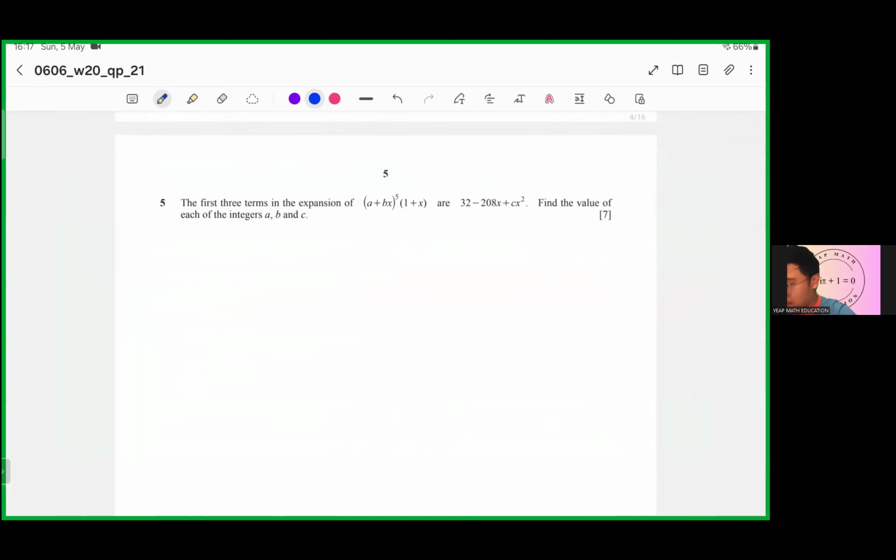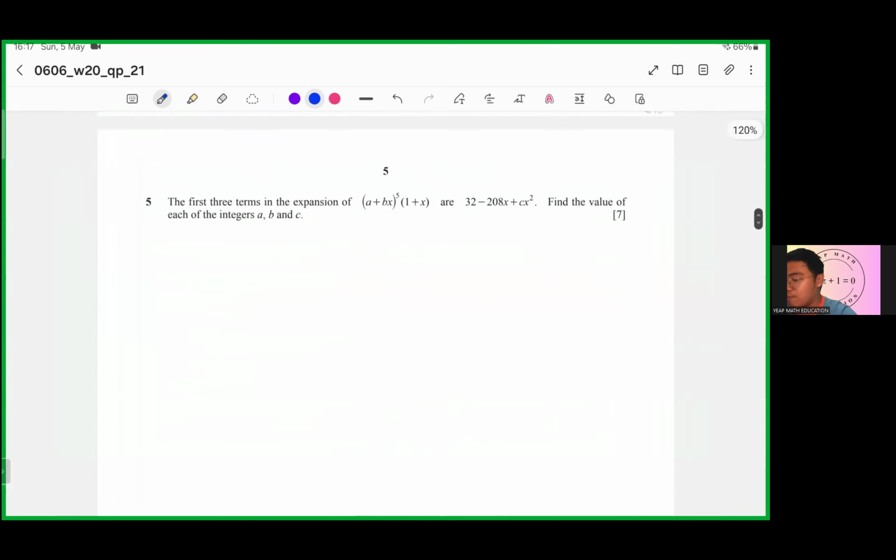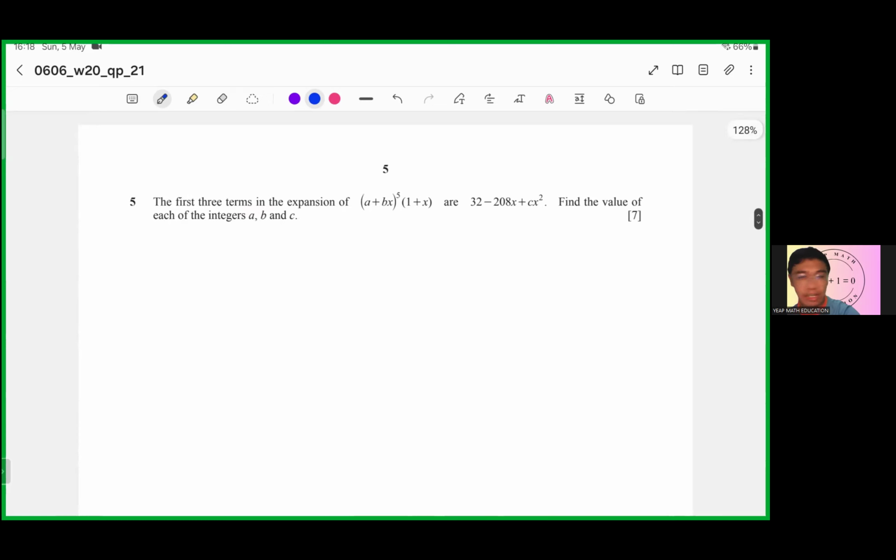The first three terms in the expansion of (a plus bx) to the power of 5 times (1 plus x) are 32 minus 208x plus cx squared. So find the value of each of the integers a, b, and c. Make sure they are integers, not fractions or other forms, just original numbers.